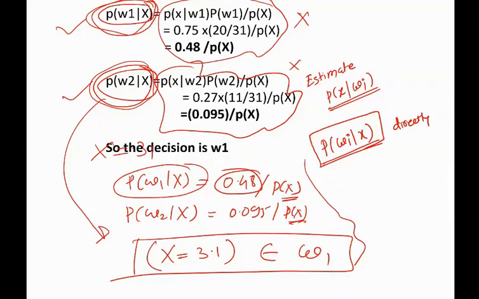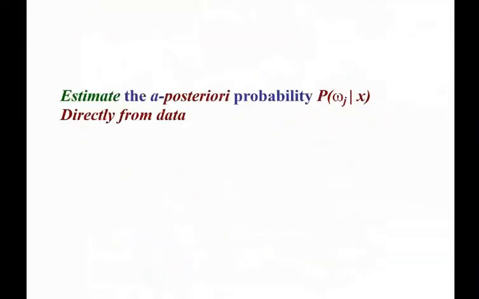And that's why the next method, called the k nearest neighbor rule, does not estimate likelihood. The k nearest neighbor rule is very popular till date. It directly calculates the posterior, and the procedure is so simple that implementation is very easy. So that we will see. Here we will estimate this posterior directly from data.